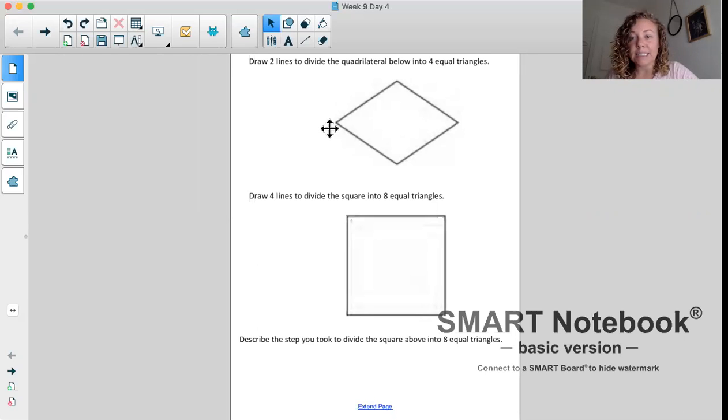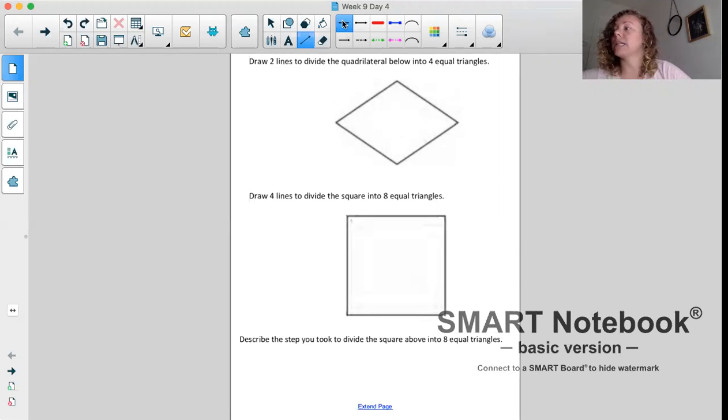Your packet, the first thing, the fluency, it should look like this. So this says draw 2 lines to divide the quadrilateral below into 4 equal triangles. I'm going to use this line tool here, and it's going to help me draw really straight lines. You can just use a pencil and make it as straight as you can, if you have a ruler, or even the edge of a book, you could set a book down and draw the line there. So draw a line to divide the quadrilateral into 4 equal triangles.